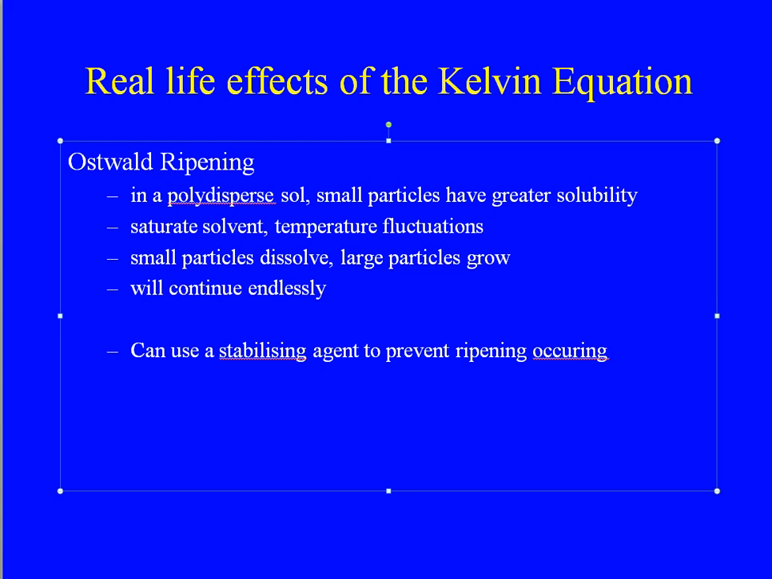So in the end, the smaller particles are getting smaller and the larger particles are getting bigger, which means overall there's an increase in particle size. And as it says on the slide, that will continue endlessly. So it's this difference in solubility between different sized particles and temperature fluctuations that results in smaller particles disappearing, and the larger particles, which are larger to start with, keep getting bigger. So overall, we're getting larger particles in our suspension than what we started with.